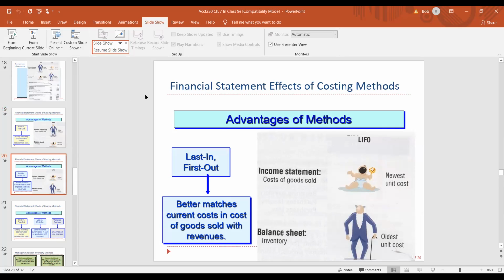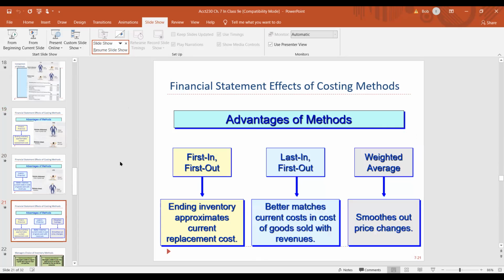Ooh, big time. Financial statement effects of costing method. Oh, they're giving us this claptrap. It better matches with the current cost. Yeah, that's right.